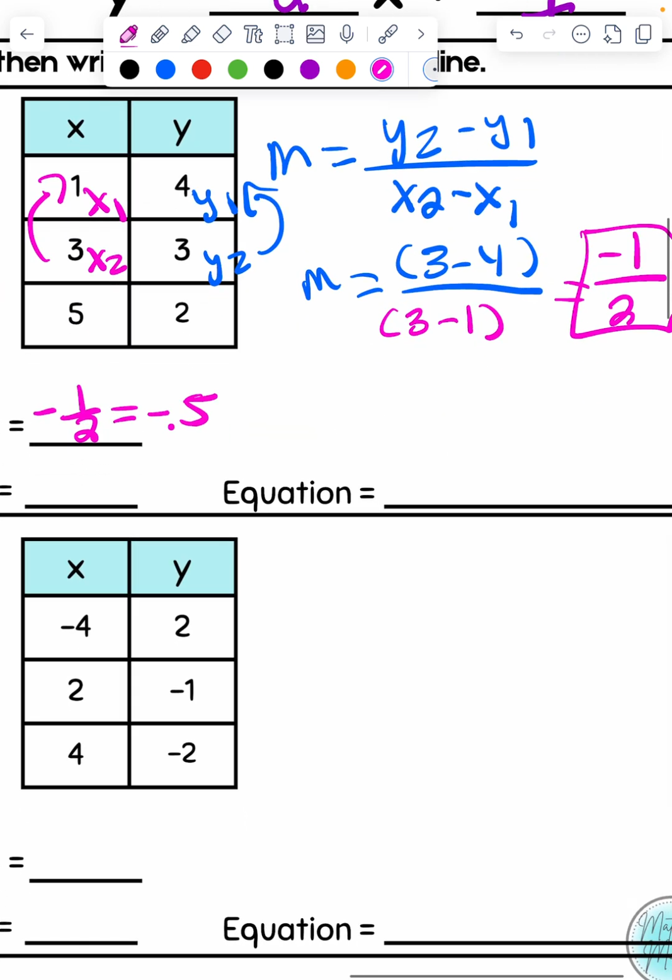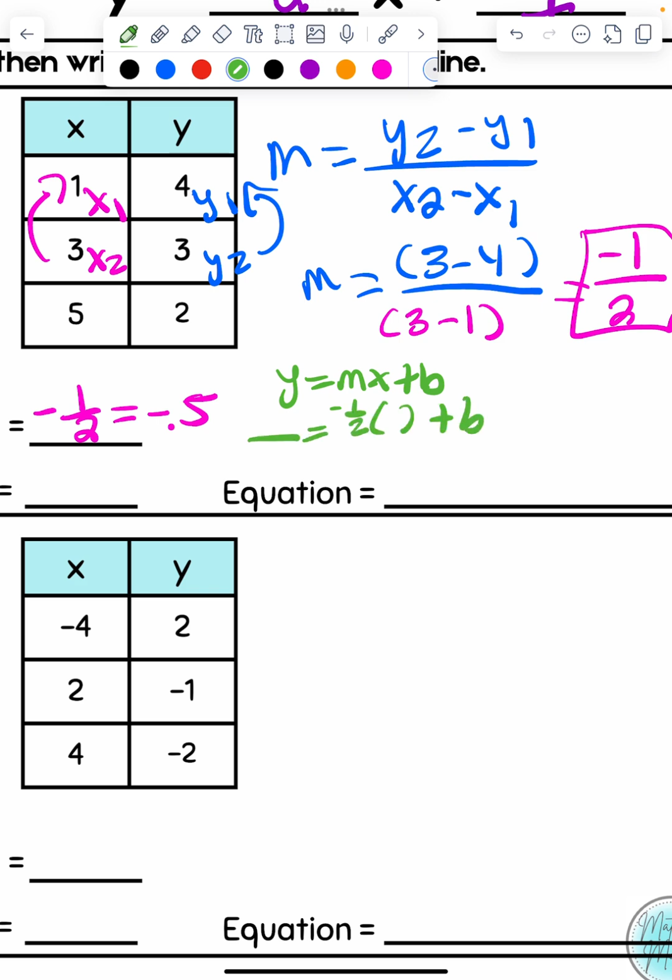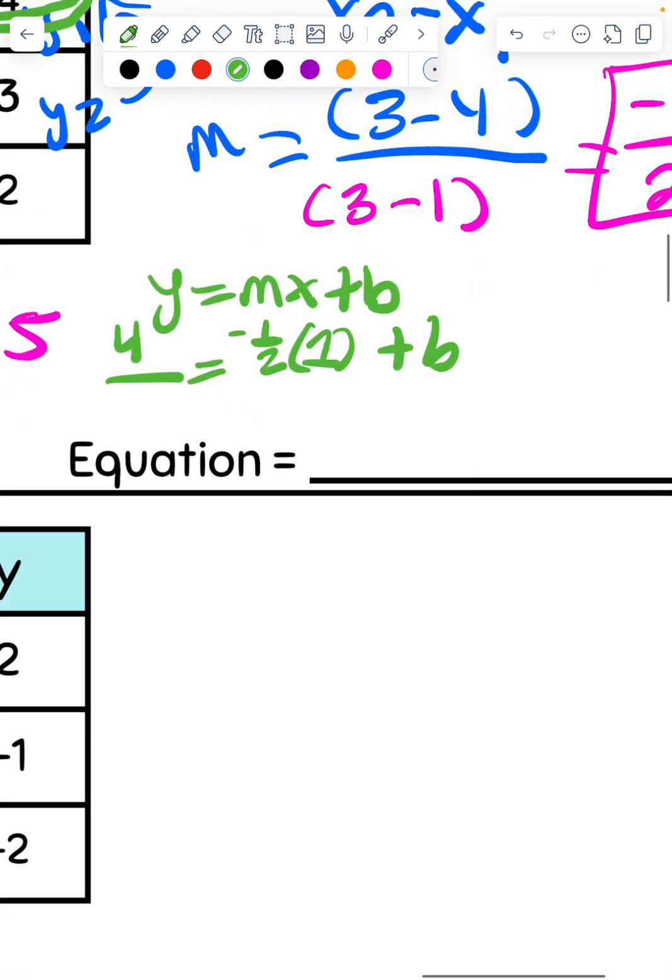Now I need to find my y-intercept. Okay, so I'm going to write y equals mx plus b. I know my slope is negative 1/2, so I'm going to write that right here. I'm going to put plus b equals something. Okay, doesn't really matter what point I pick. I'm going to use 1, 4. So 4 is my y-coordinate, so I'm going to put 4. 1 is my x-coordinate, so I'm going to put 1. And then I just have to solve for b.